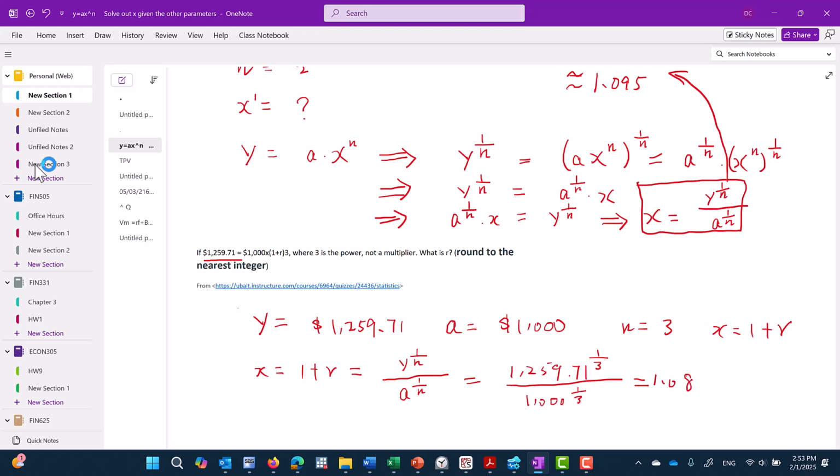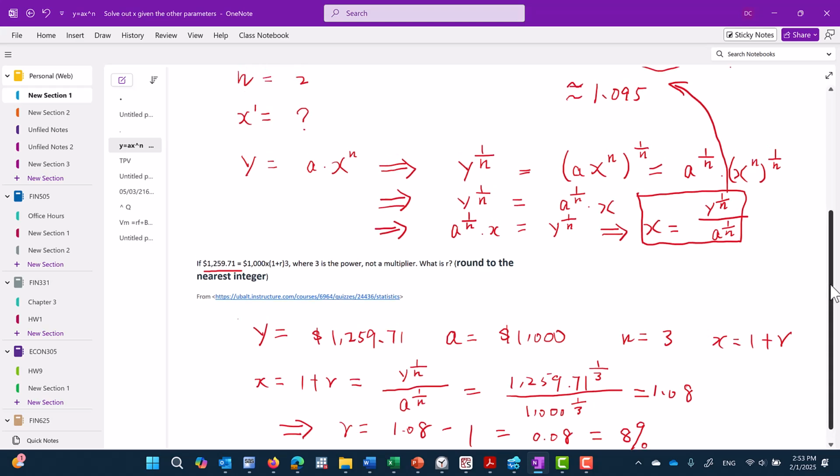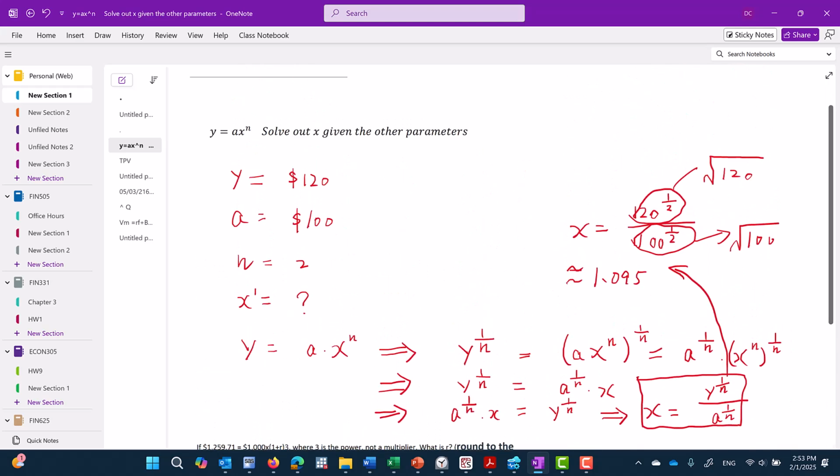But since x equals 1 plus r, eventually we can solve out this r. r will be 1.08 minus 1. That will be 0.08. So if we quote this in the form of interest rate, it will be 8%. Okay, so I hope this video can be helpful for you to master the technique in solving out the base, we call this the base of a power function, given the other parameters.